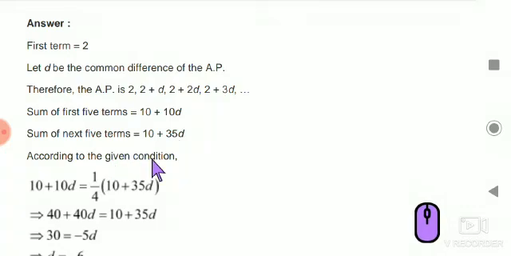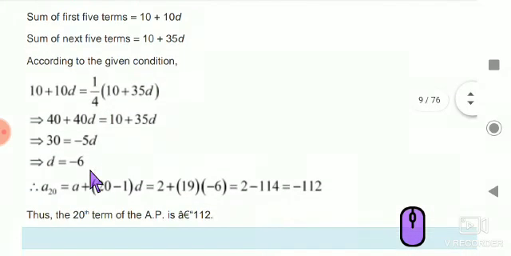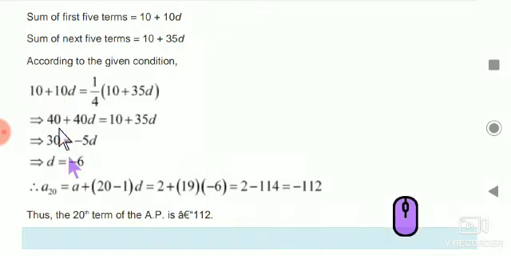According to the given condition, the sum of the first 5 terms is 1/4 of the sum of the next 5 terms. That is, 10 plus 10d is equal to 1/4 times 10 plus 35d. By cross multiplication by 4, we get 40 plus 40d, which is equal to 10 plus 35d. Solving this equation, we get d equal to -6. The first term of the given sequence is 2, and through this equation we got d as -6.